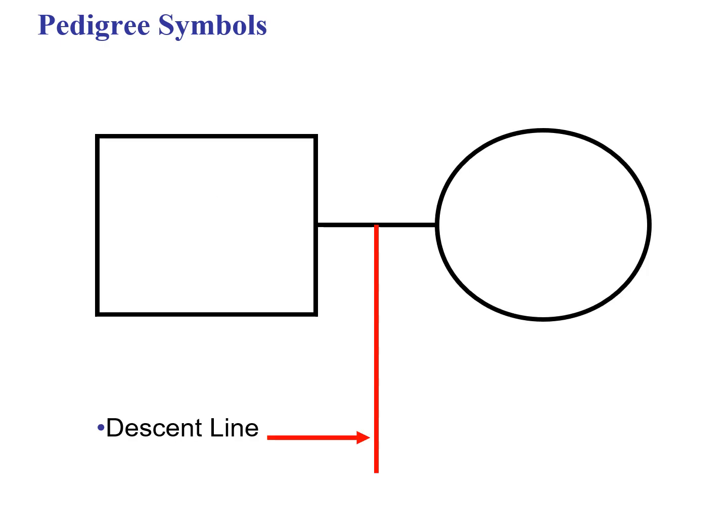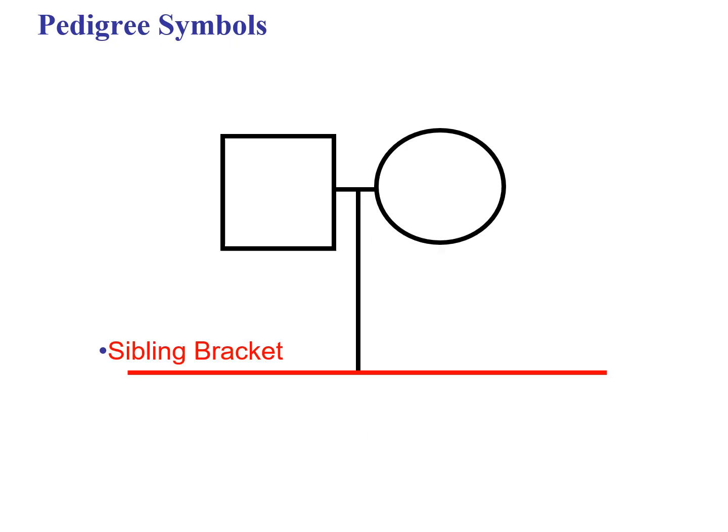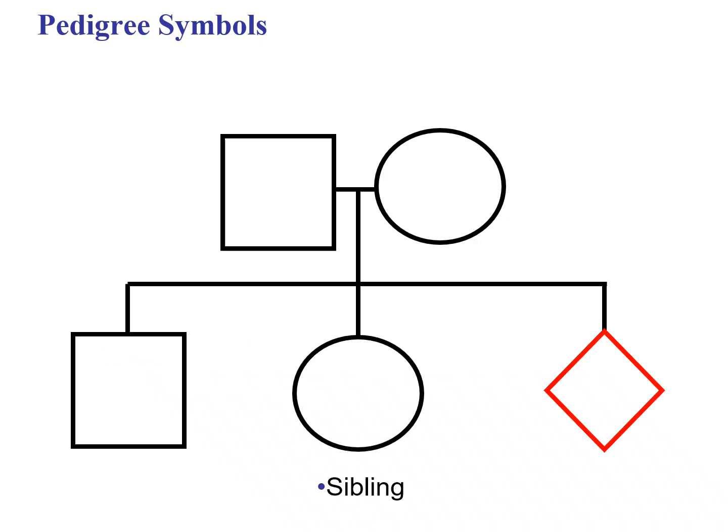Offspring from a particular partnership are shown on a descent line located between the parent symbols. If the couple has more than one child, then a sibling bracket is included. In this case, the couple has one male child, one female child. The diamond symbol represents an individual of unknown gender, usually because the mother is pregnant. This is shown with a P inside the diamond symbol.